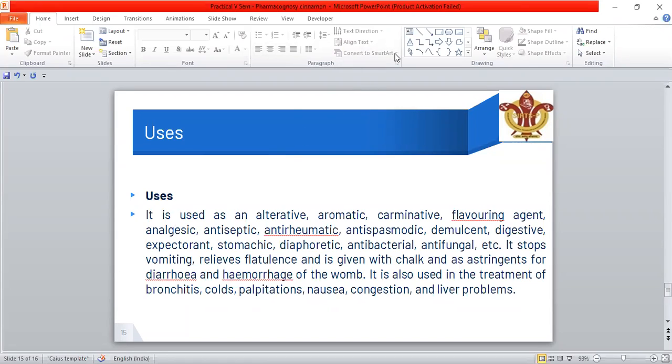So this was all about cinnamon practical with morphology, microscopy, and extraction.